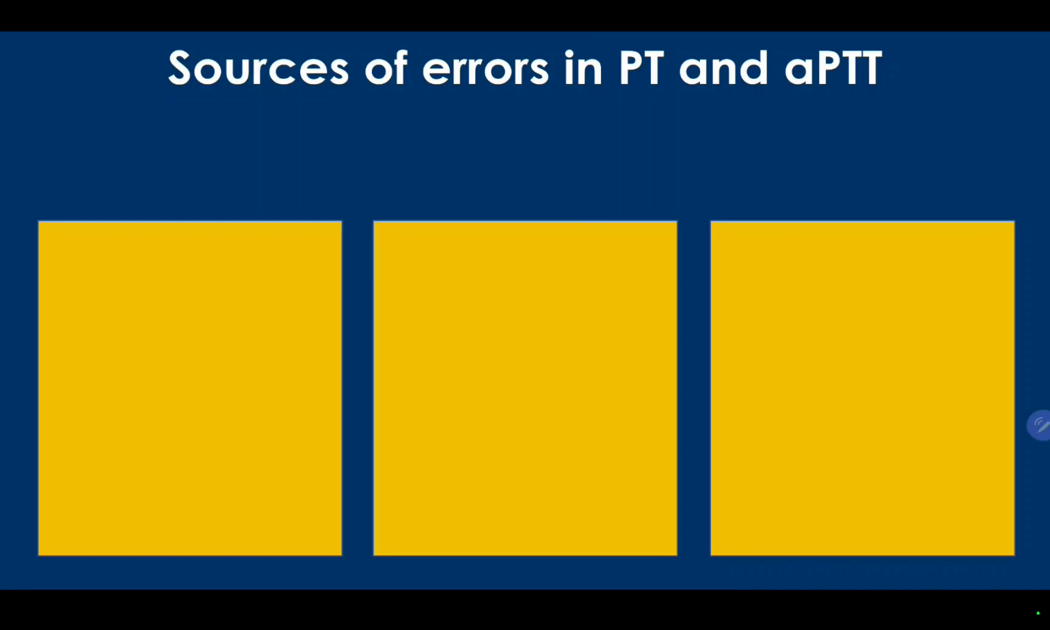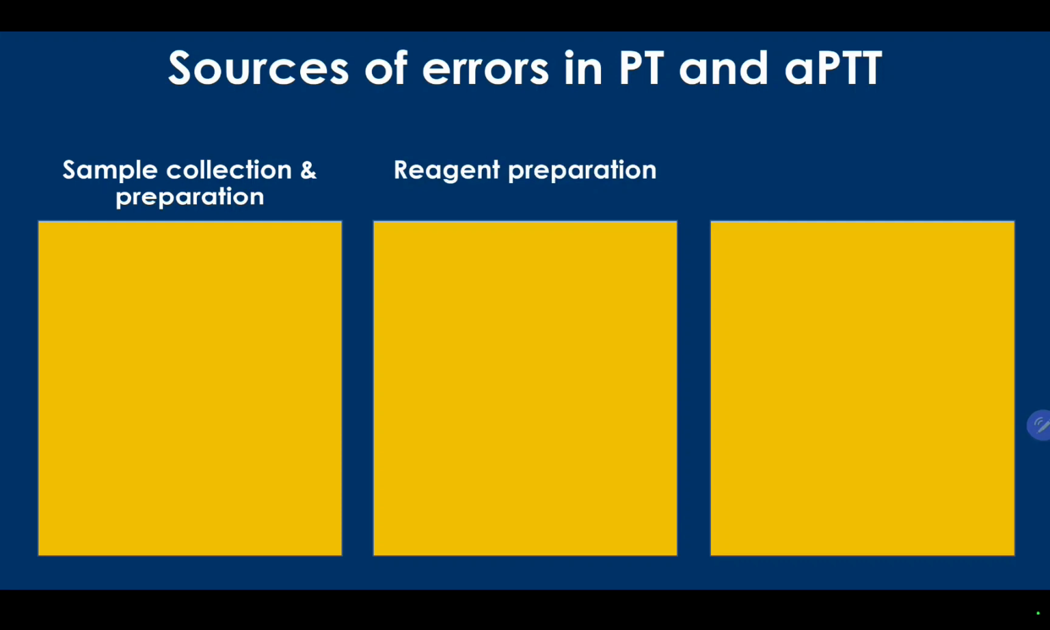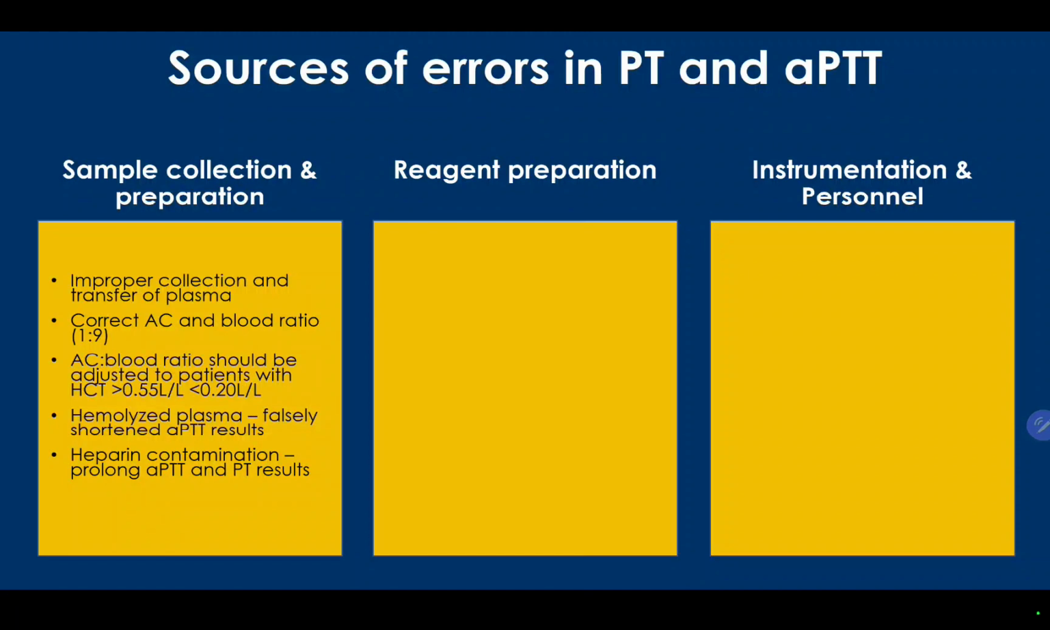Sources of error for PT and APTT may be grouped into 3 categories. You have your sample collection and preparation, reagent preparation, and your instrumentation and personnel. For the sample collection and preparation, improper collection and transfer of plasma and processing of the specimen may significantly affect the results. The anticoagulant and blood should also have a correct ratio. Underfilled or overfilled tubes may result in erroneous results.